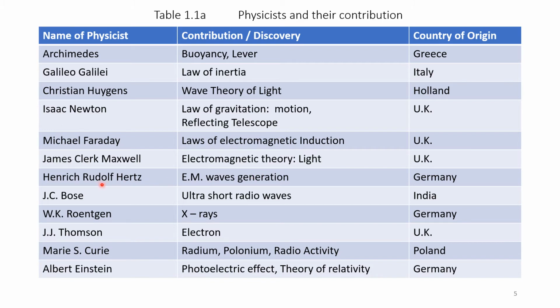Heinrich Rudolf Hertz, a German scientist, gave electromagnetic wave generation. Sir Jagdish Chandra Bose's contribution is ultra short radio waves. So he is an Indian scientist. Roentgen gave X-rays, Thomson the electron, Marie Curie radium, polonium and radioactivity, and Albert Einstein, a very important and very great scientist, gave the photoelectric effect and theory of relativity.